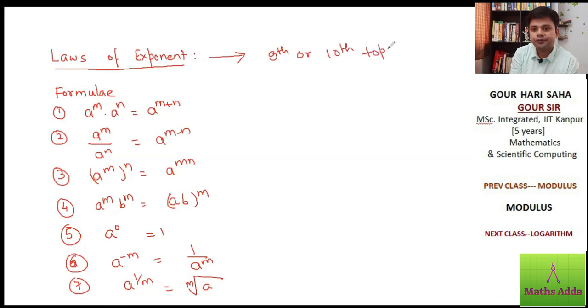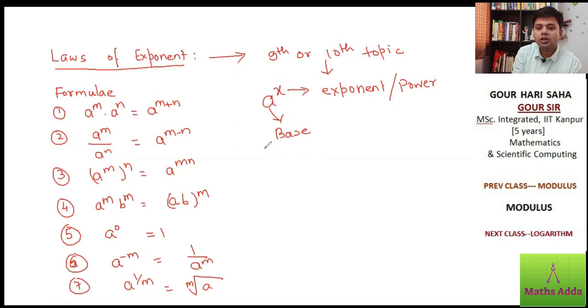Laws of exponent is actually a class 9th or 10th topic. In this we deal with exponents. What is exponent? Exponent is of the format a to the power x. Here a is called base and x is called exponent, or sometimes we say it is power. So it is kind of 3 to the power x or x to the power 4.